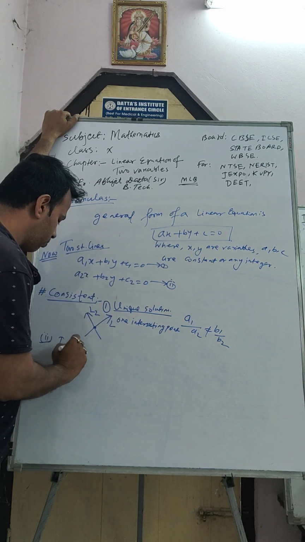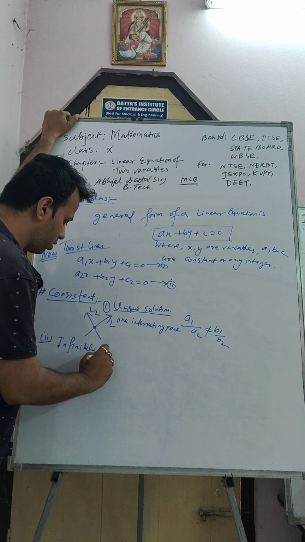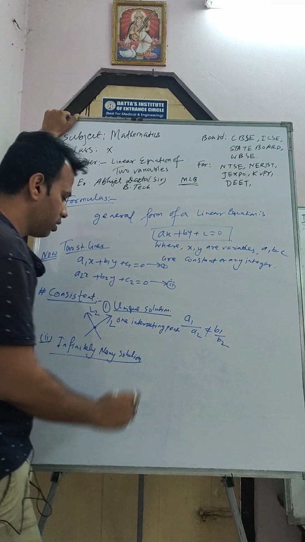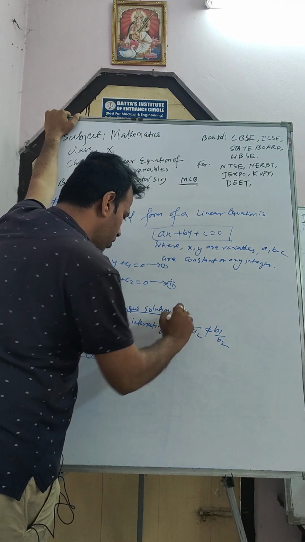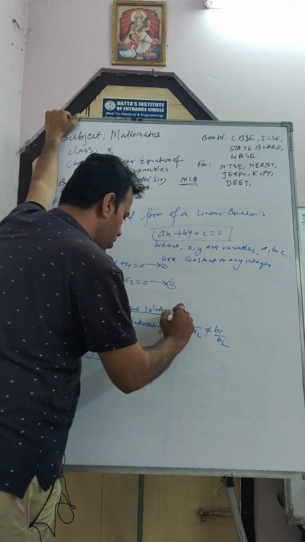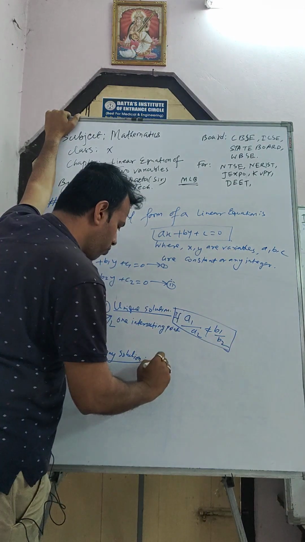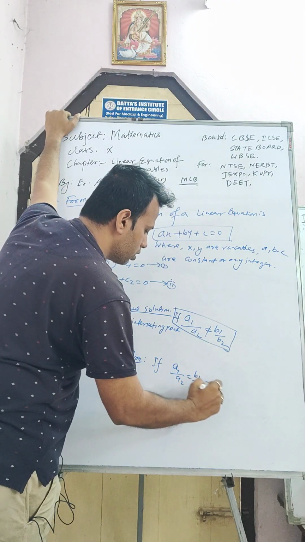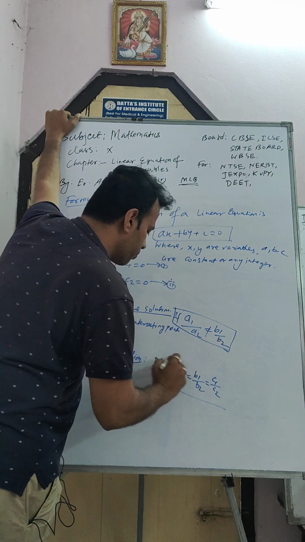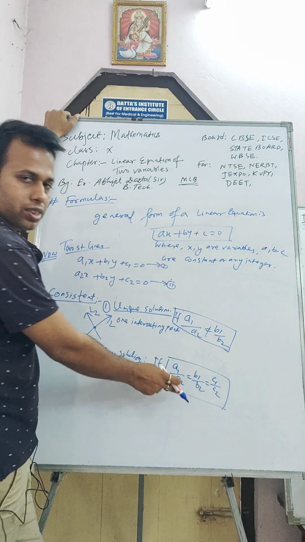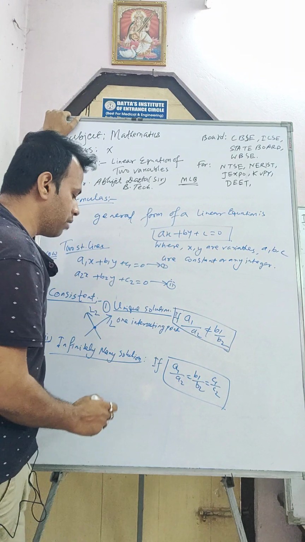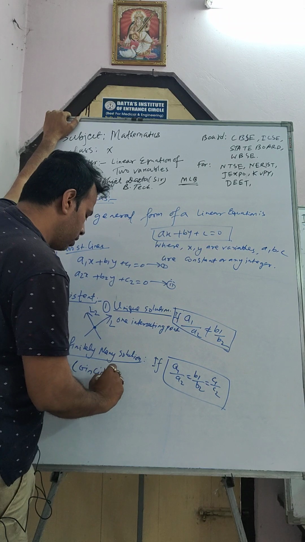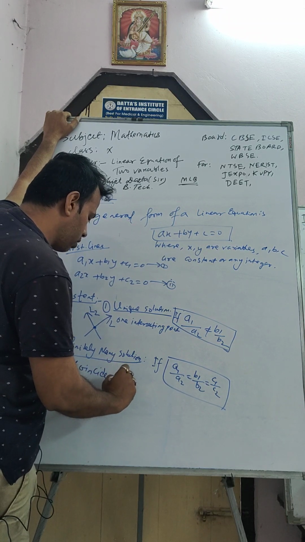Another part of consistency is infinitely many solutions. How is it? If a1 by a2 equal to b1 by b2 equal to c1 by c2, if the two straight lines satisfy this condition, then we can say they have infinitely many solutions, that is, they coincide with each other.